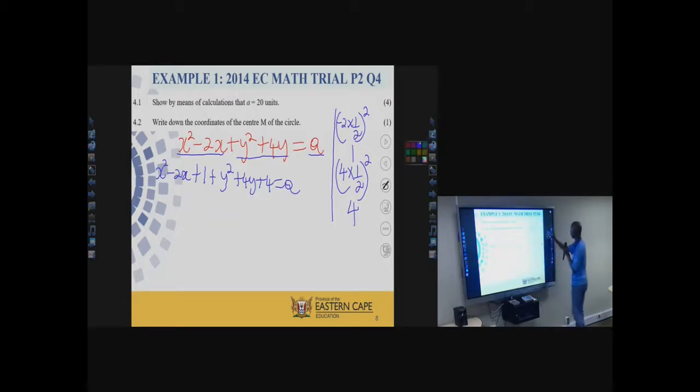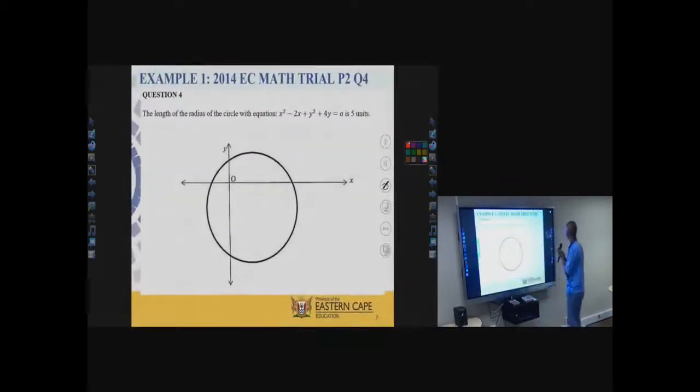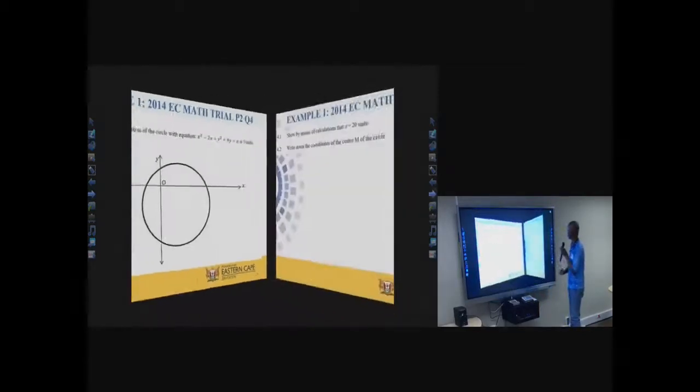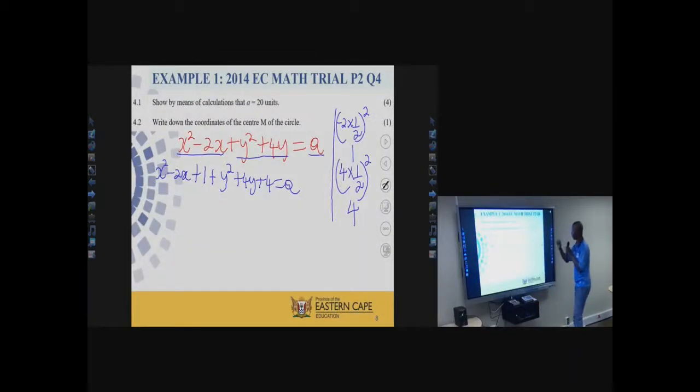Right? Now, what happens is you have added 1. You have added 1, you have added 4 on the left hand side. This is mathematics. Whatever you do on the left, you must also do on the right. So which means you'll be having plus 1 plus 4.